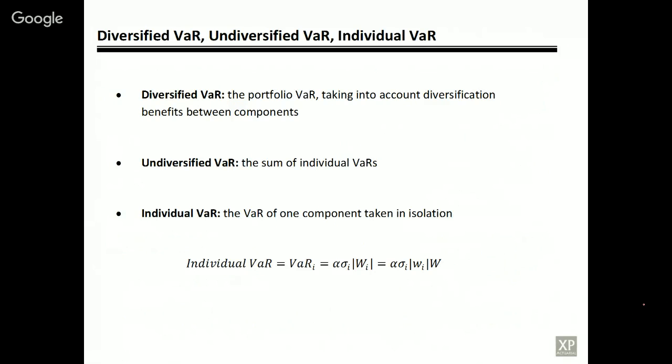Next, we'll cover diversified VAR, undiversified VAR, and individual VAR. Diversified VAR is the portfolio VAR taking into account diversification between the components. Undiversified VAR is just the sum of the individual VARs. The diversification benefit is the difference between the diversified VAR and the undiversified VAR. And then finally, individual VAR is just our formula from before. It's just alpha sigma times Wi times W, which would be equal to Xi.